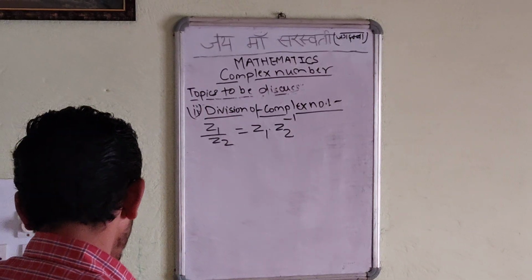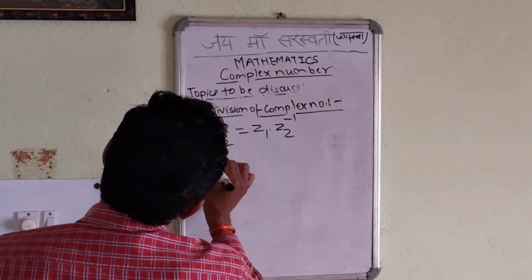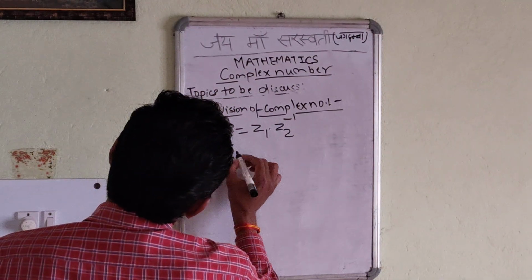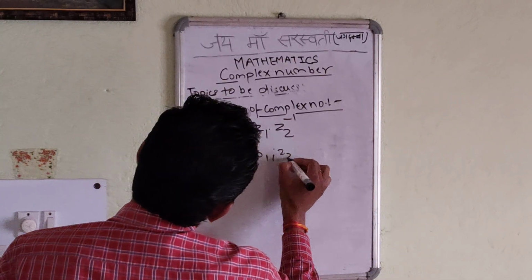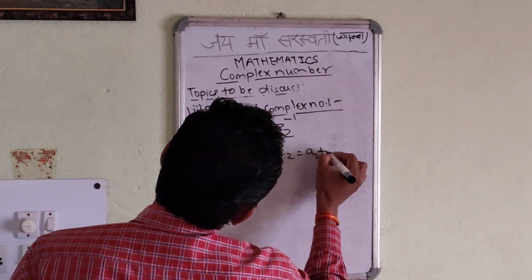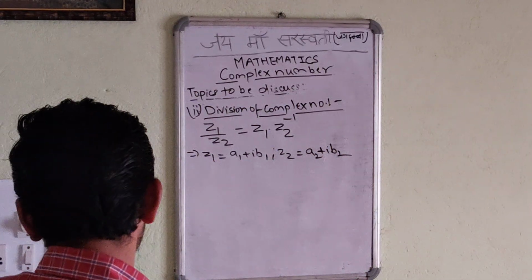So we had seen here how we are calculating. Suppose, in the case of the example, z1 is equal to a1 plus ib1. Similarly, z2 is equal to a2 plus ib2. So here we have written z1 and z2.